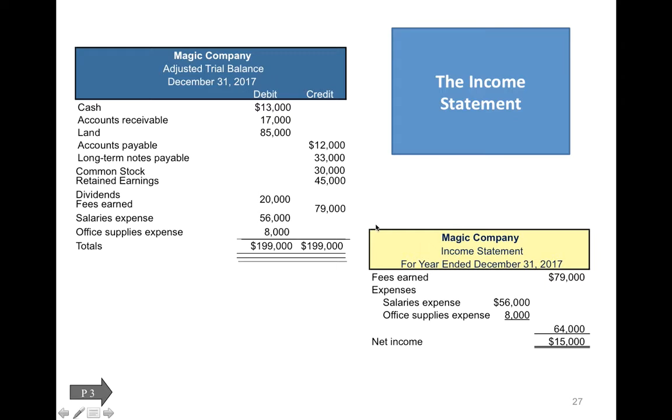I'm not spending much time here because you already know how to prepare your financial statements from chapter 1. So we're going to take revenues. This is a revenue right here. And we're going to subtract expenses. This is total expenses. And we're going to have the net income. So that's the income statement.